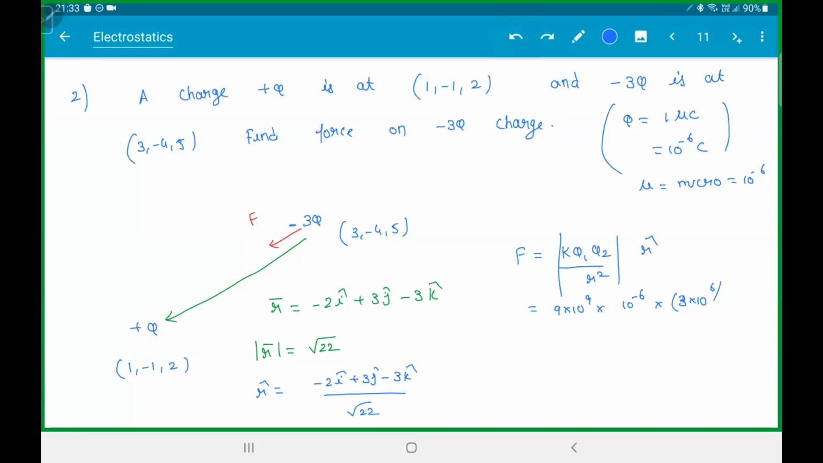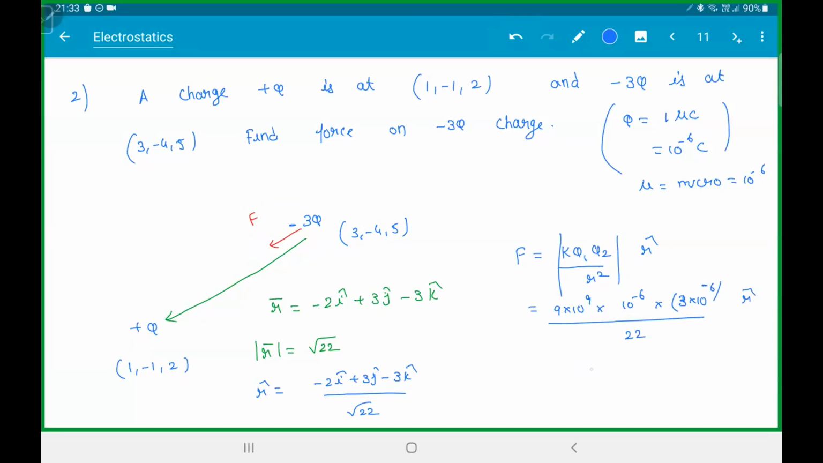I hope everyone is getting this. You should take only the magnitudes. The reason is that the direction is already taken care of by the arrow in the diagram I showed, right? So the sign is already taken care of. And what is R square? 22 into R cap.